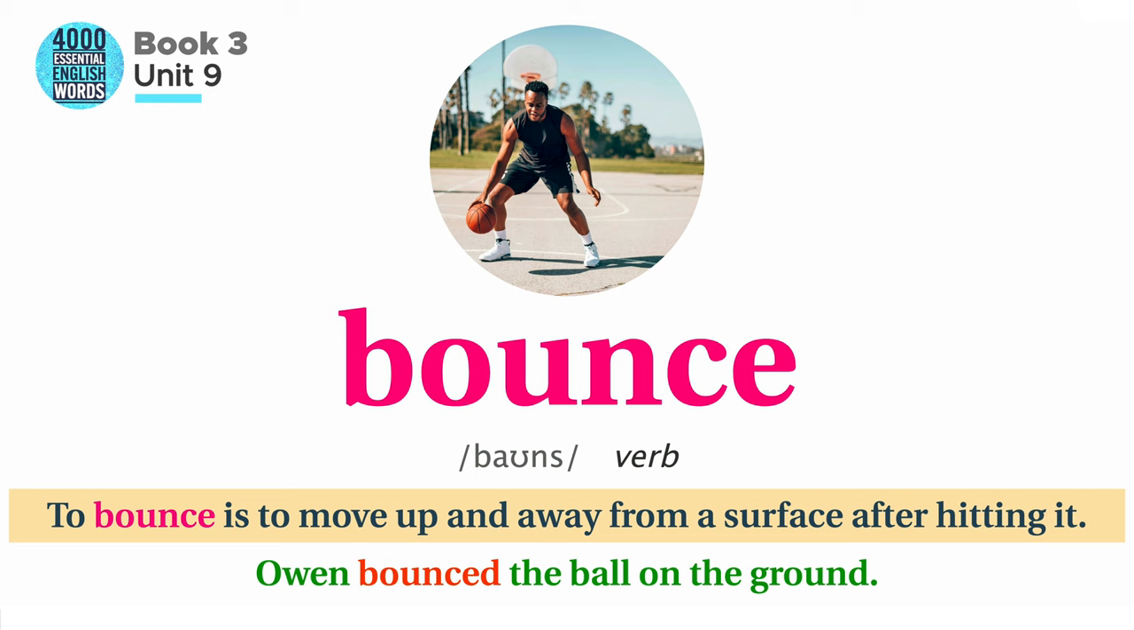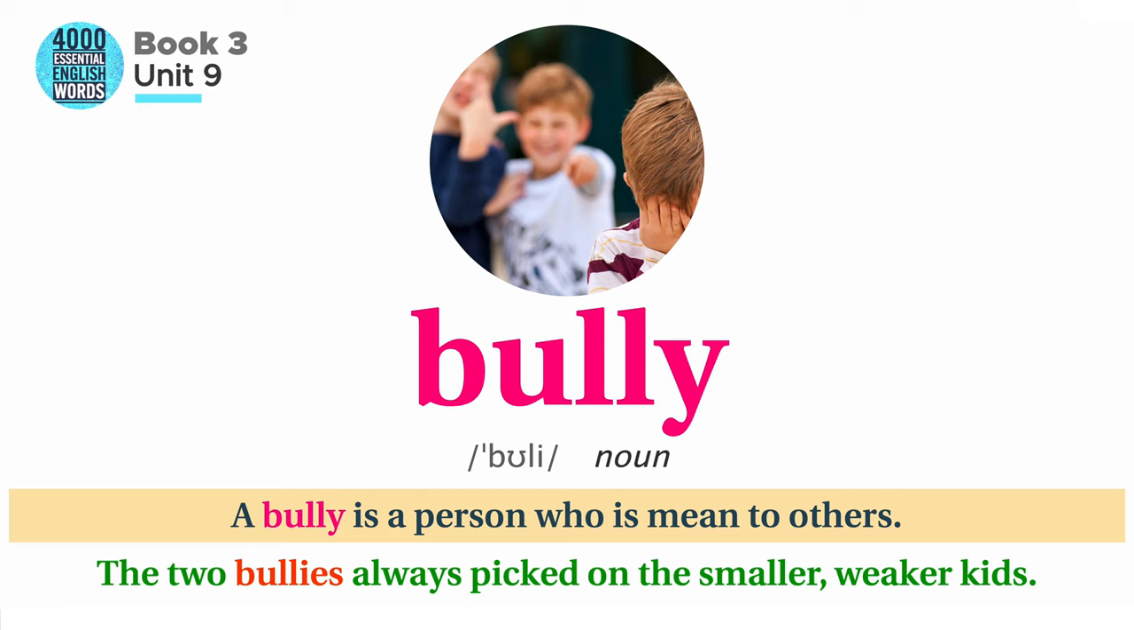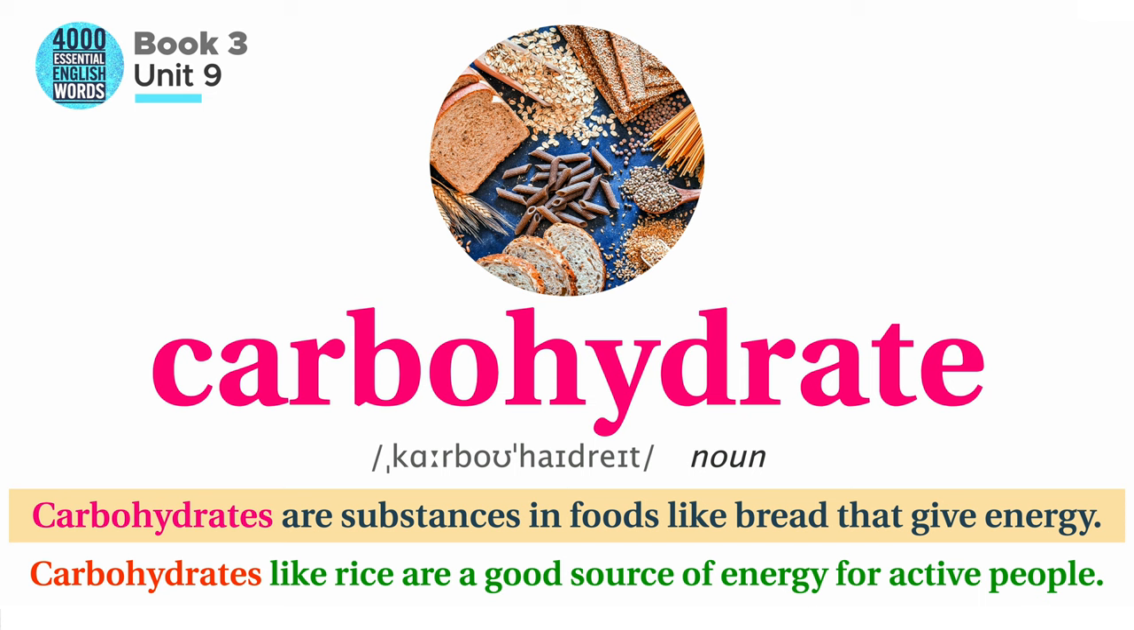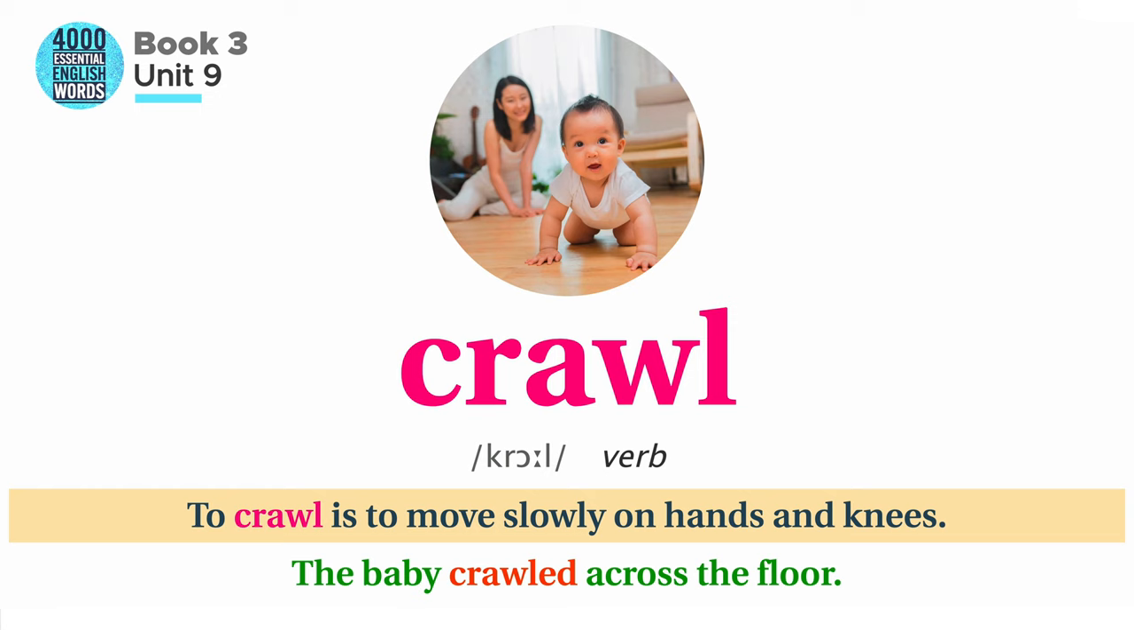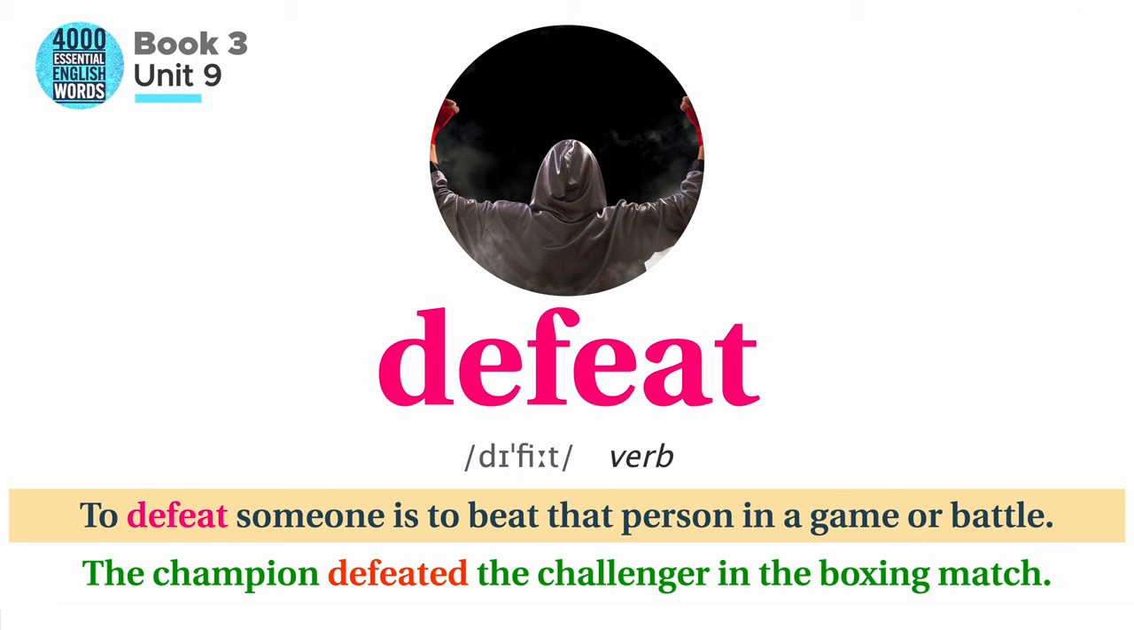Bully. A bully is a person who is mean to others. The two bullies always picked on the smaller, weaker kids. Carbohydrate. Carbohydrates are substances in foods like bread that give energy. Carbohydrates like rice are a good source of energy for active people. Crawl. To crawl is to move slowly on hands and knees. The baby crawled across the floor. Defeat. To defeat someone is to beat that person in a game or battle. The champion defeated the challenger in the boxing match.